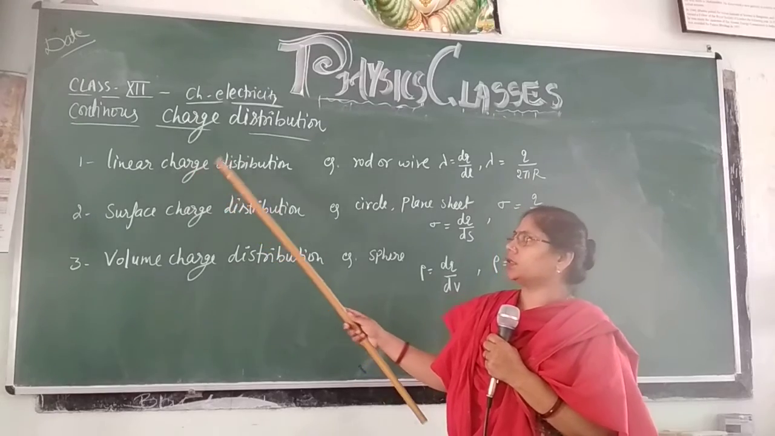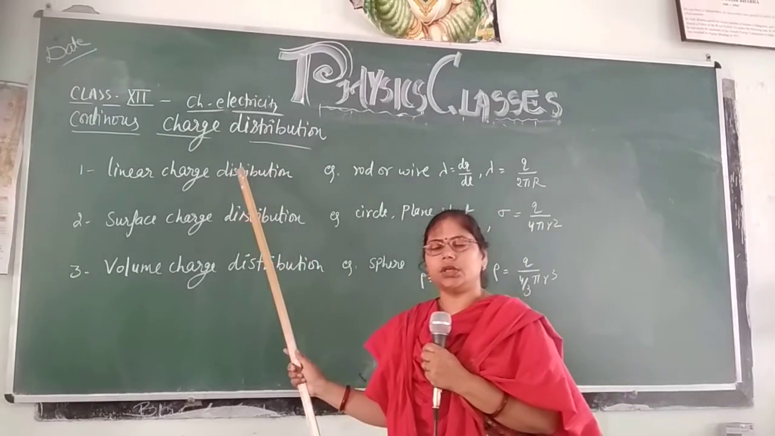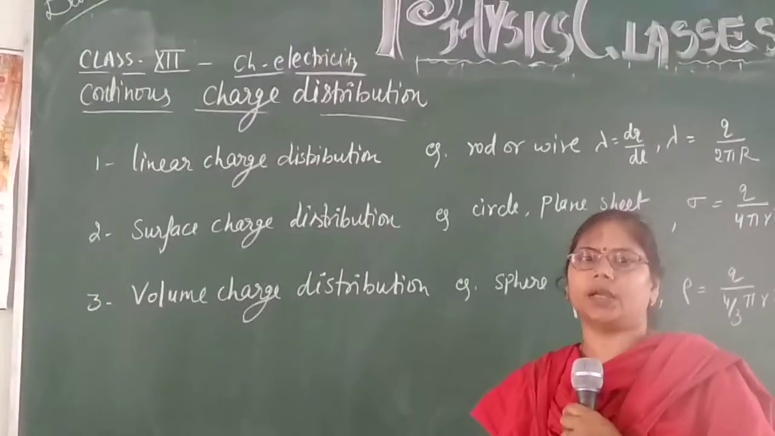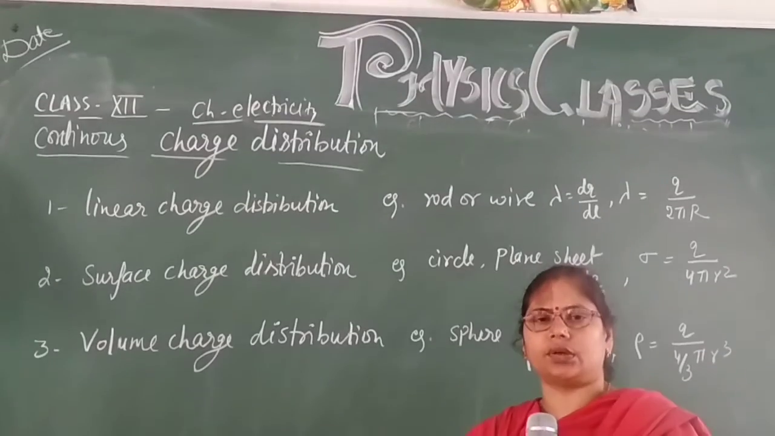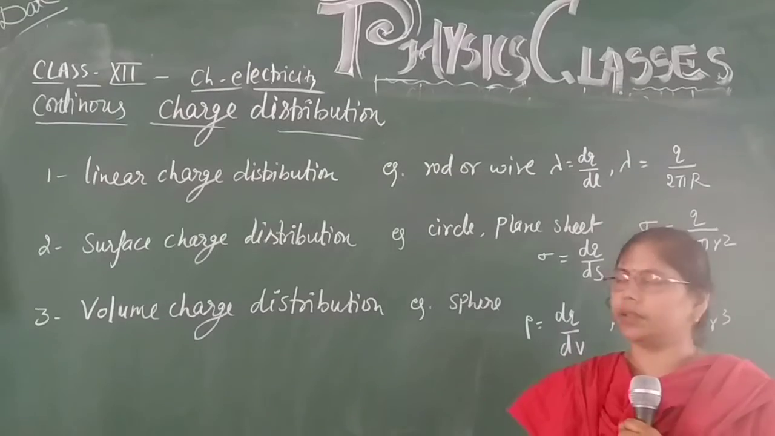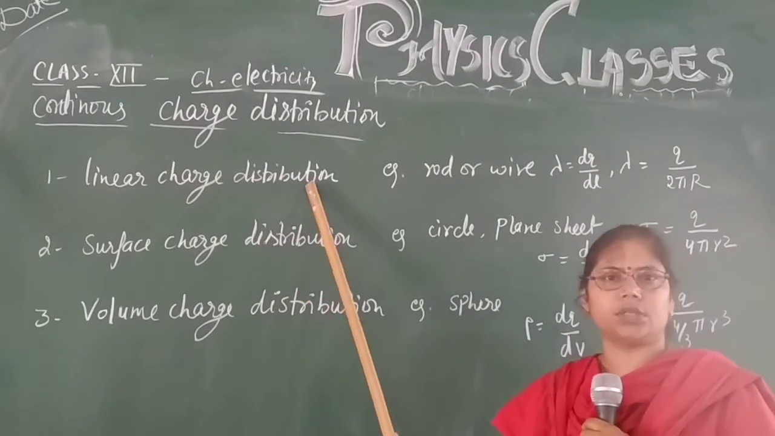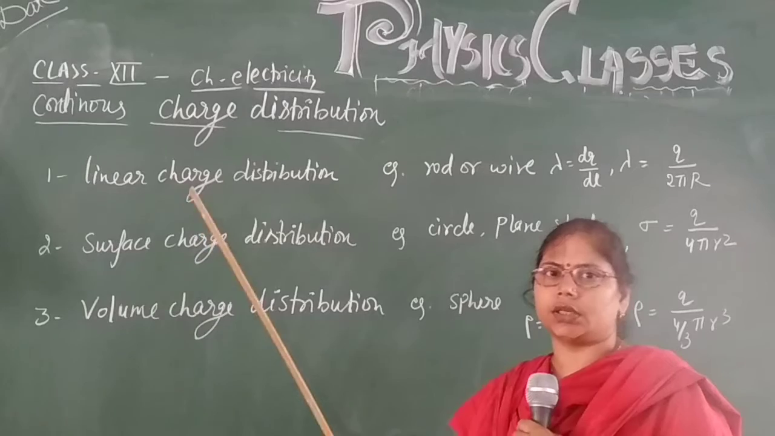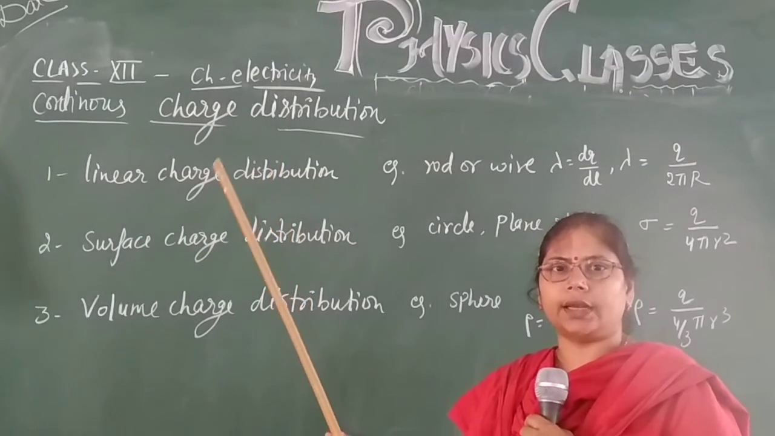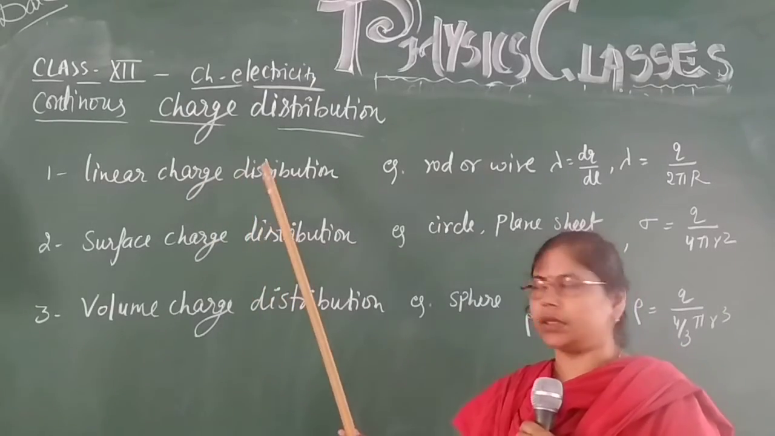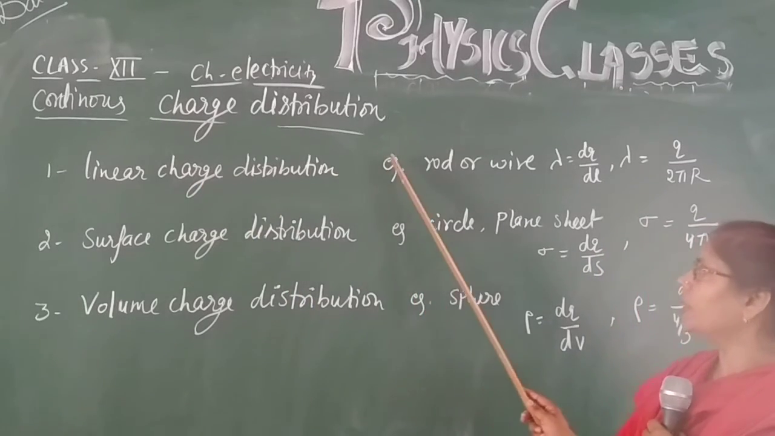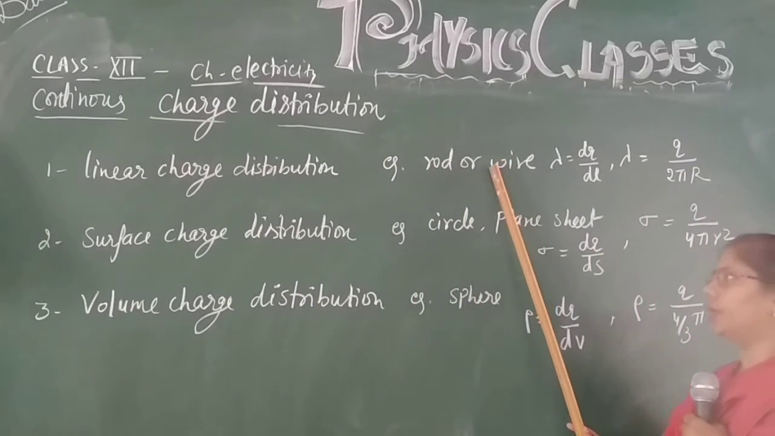First, linear charge distribution. What is linear charge distribution? If charge is distributed along the length of a wire, a conductor, or a rod in such a way that the charge spreads along its length, that type of charge distribution is known as a linear charge distribution. Example: rod or wire.